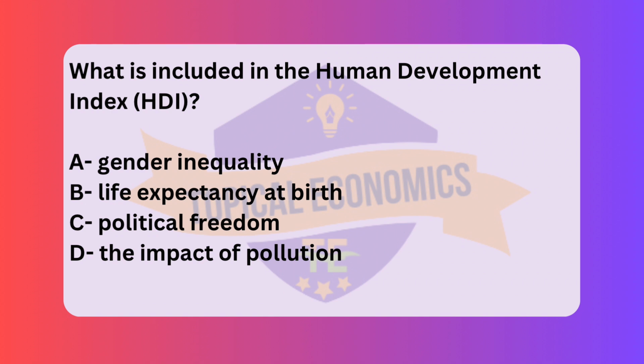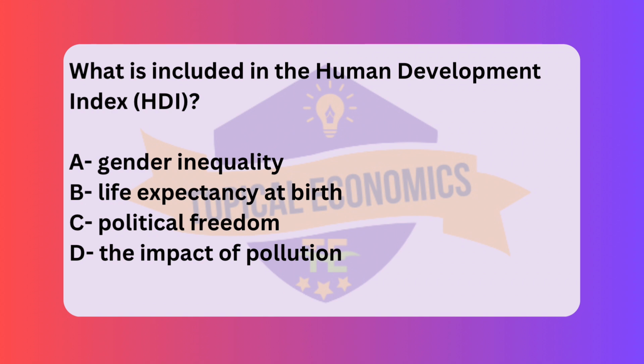Next, option C. Political freedom is incorrect. Political freedom or civil liberties is not included in the HDI. The HDI focuses on health, education, and income dimensions of development. While political freedom is an important factor in overall human development, it is not part of the HDI, which does not consider political rights or freedoms.